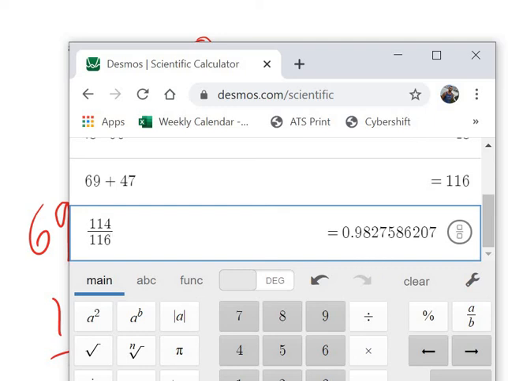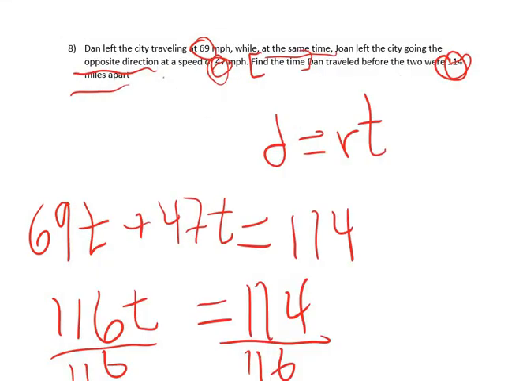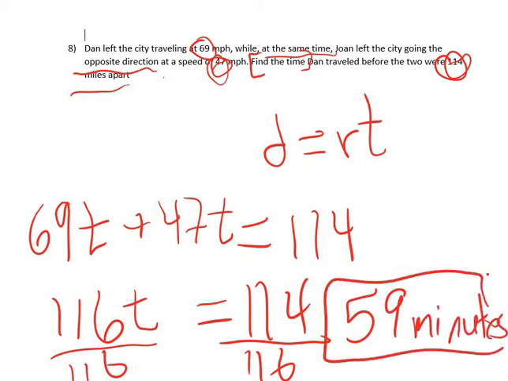0.98, right? And I taught you, you just take that number, multiply it by 60, and that will tell you how many minutes. So it would take them 59 minutes to get that far apart.